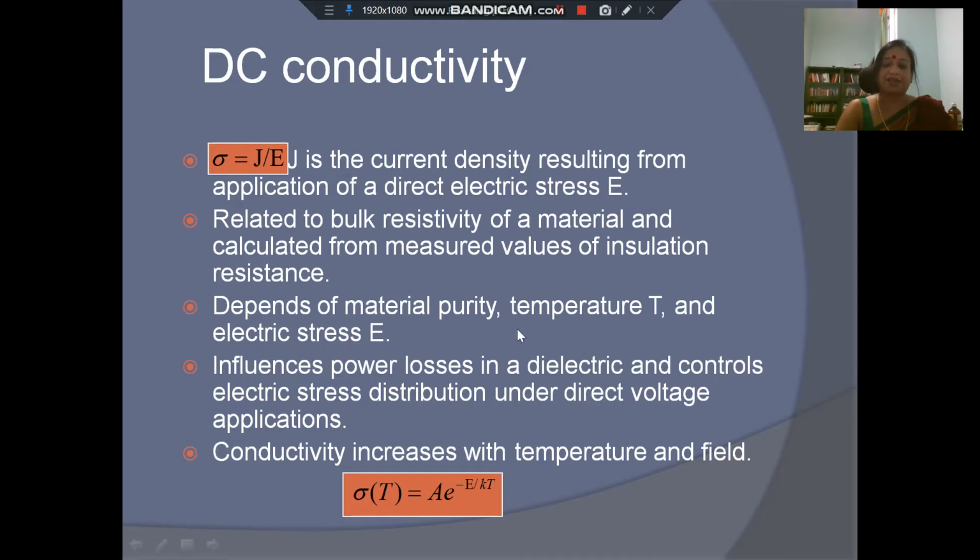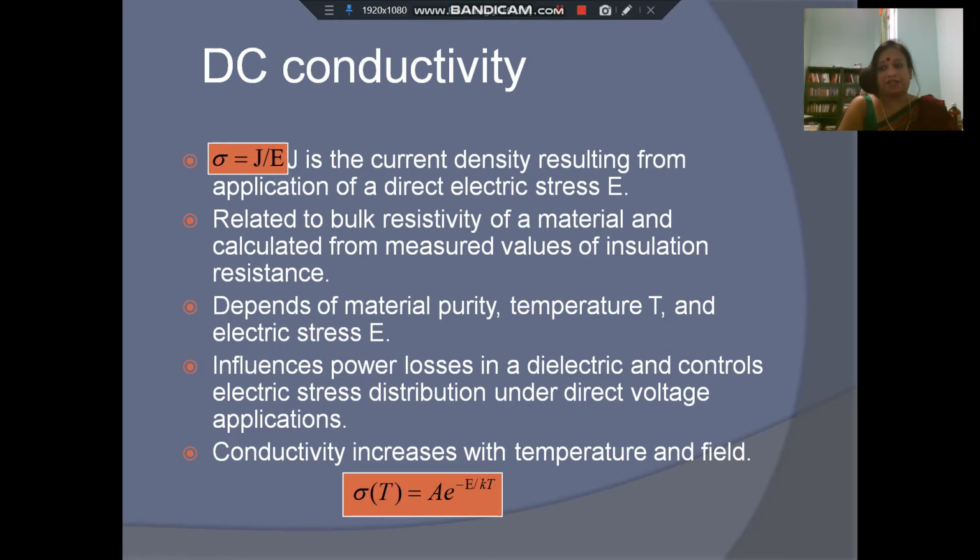But apart from that, there are certain other factors which govern the conductivity of a material. For example, material purity. If you have a lot of impurities in the material, it means that the conductivity will be higher. And it also depends on temperature and electric stress. The manner in which sigma depends on temperature and E is given by this relationship. Sigma is equal to e to the power minus E by kT, where E is the electric stress that is applied across the material, T is the temperature, absolute temperature in Kelvin, k is Boltzmann constant, A is a constant.